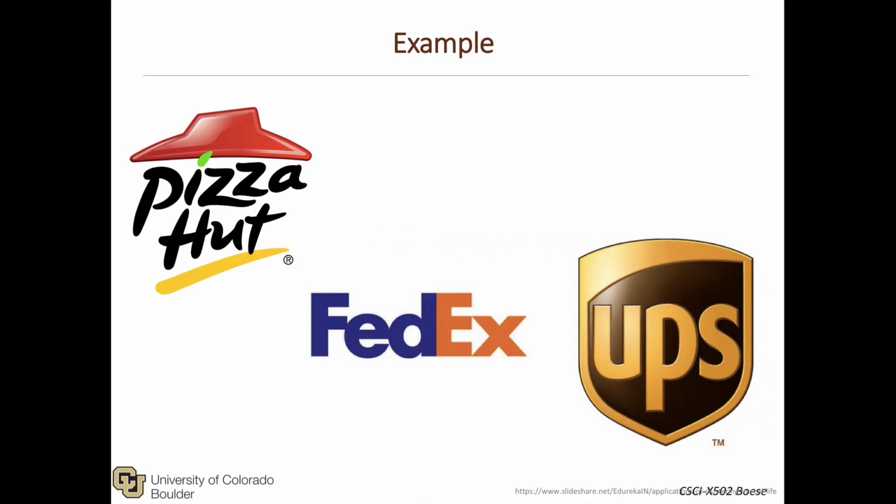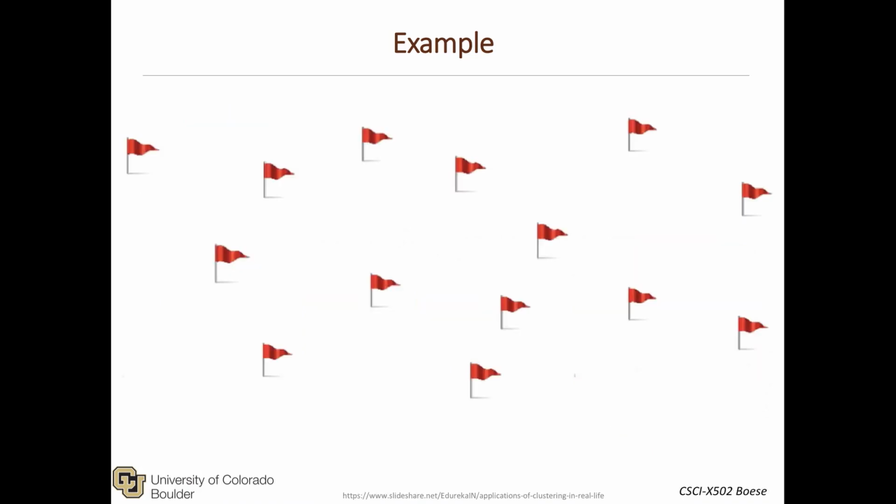That's location-based, or spatial. Another example, whether it's Pizza Hut, FedEx, UPS, or any kind of delivery system, is where we have a bunch of places that we want to deliver to. The flags are just different locations, and we need to figure out how we're going to approach the deliveries. If we have 3 drivers, for example, who's going to cover which areas?